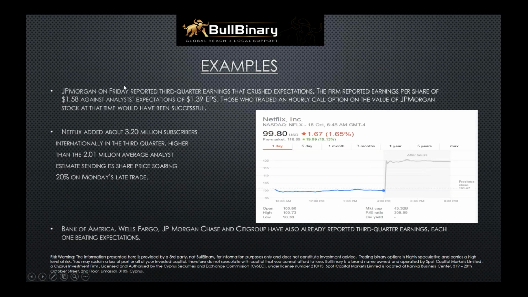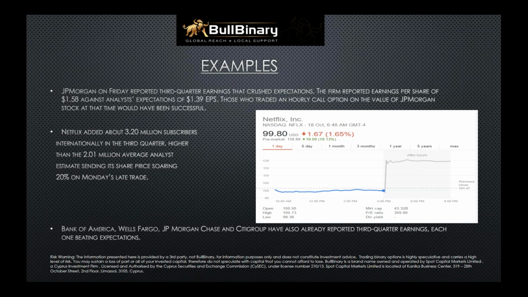Now these are some examples. JP Morgan on Friday reported third quarter earnings that crushed expectations. The firm reported earnings per share of $1.58 against analyst expectations of $1.39, so it was a positive result. Those who traded an hourly call option on the value of JP Morgan stock at the time would have been successful.